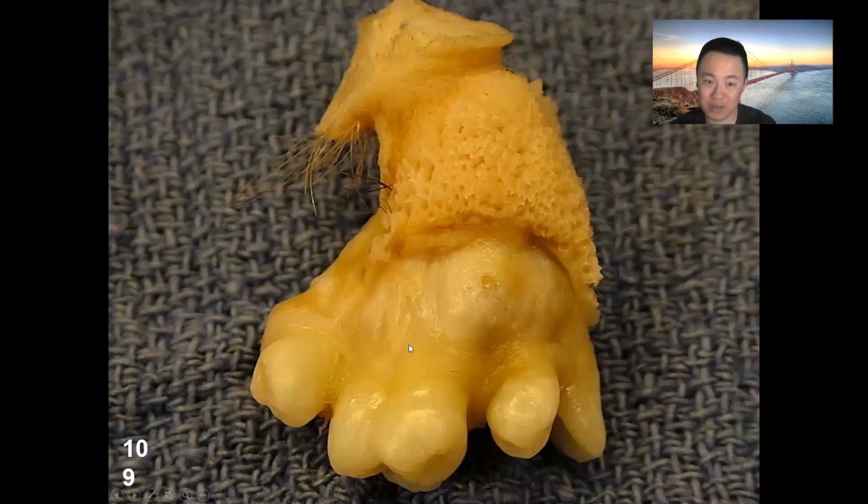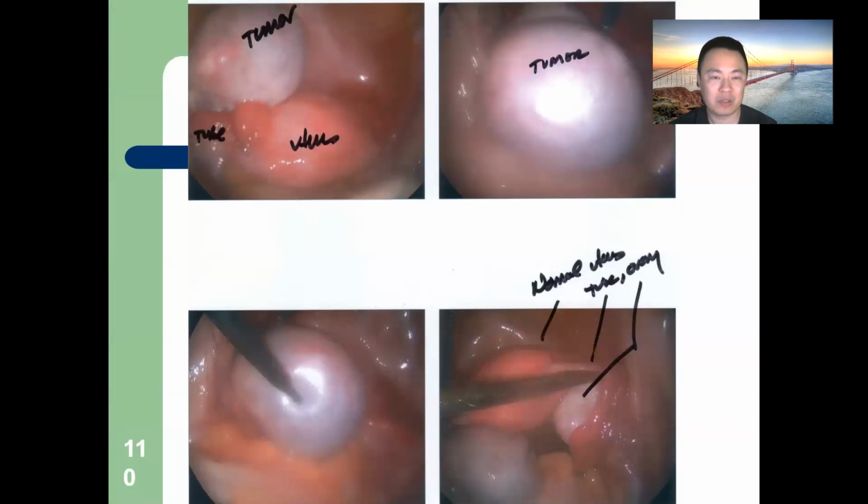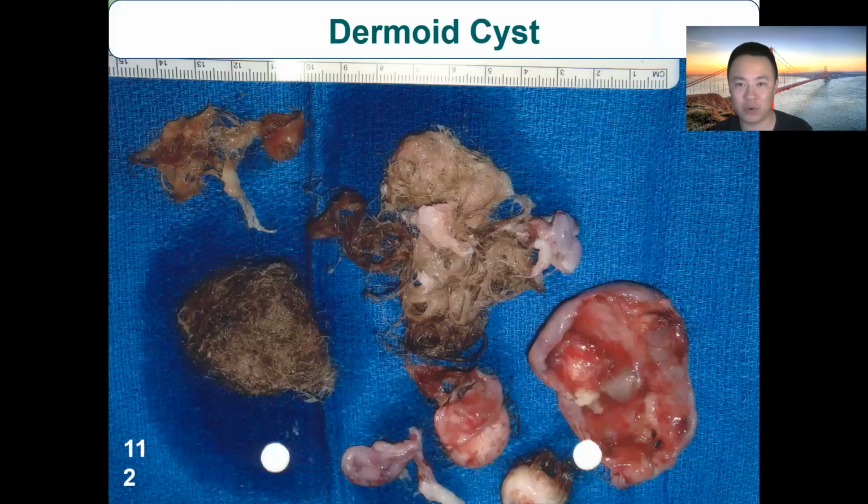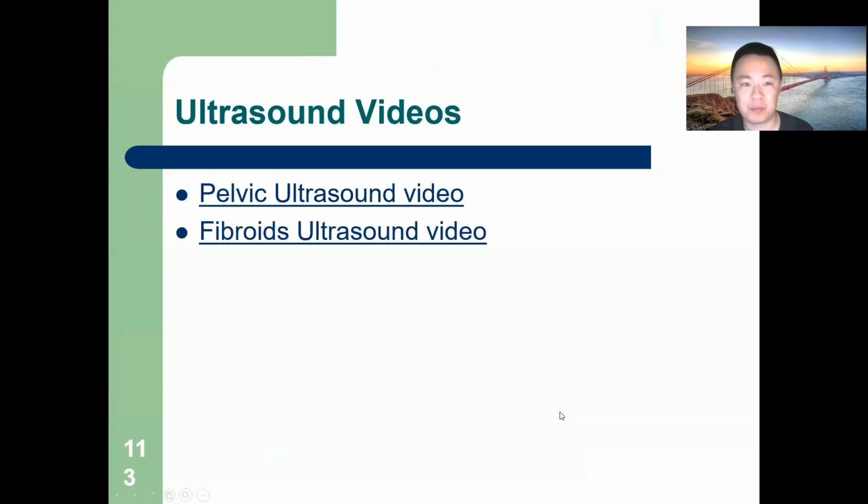So here's an example of one. You can see teeth, hair, some spongy tissue also here. Another one here, some tumors that you can pause and look at. Another one. Other dermoid cysts here. What was inside? You can see hair, oh my gosh, that looks like an eyeball. Some more hair here. That looks pretty nasty. So, okay.